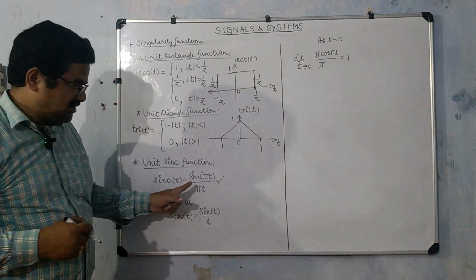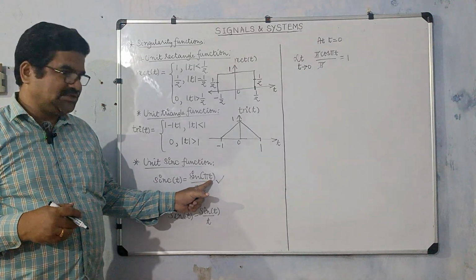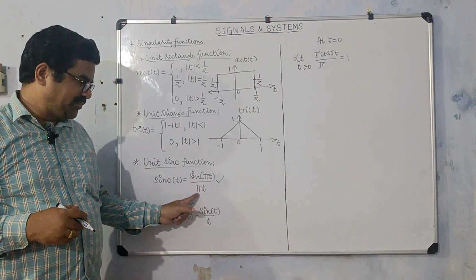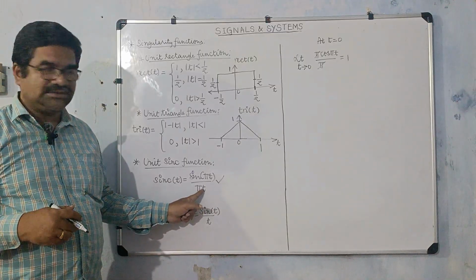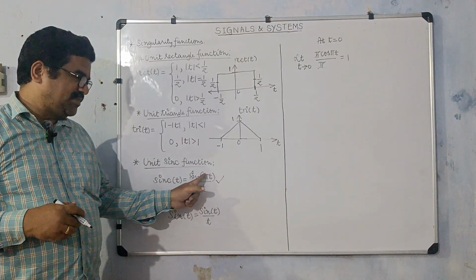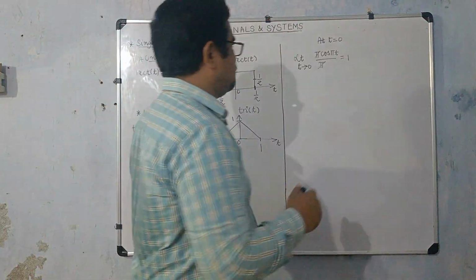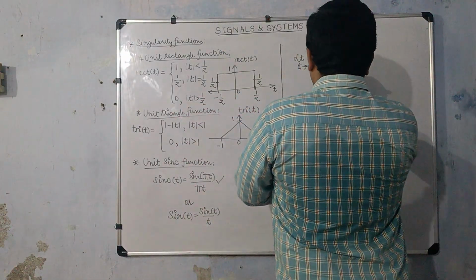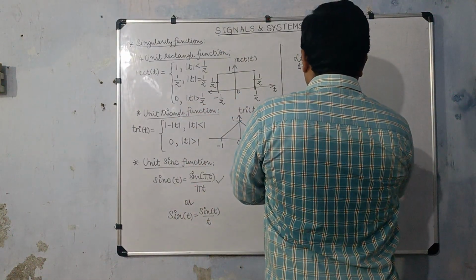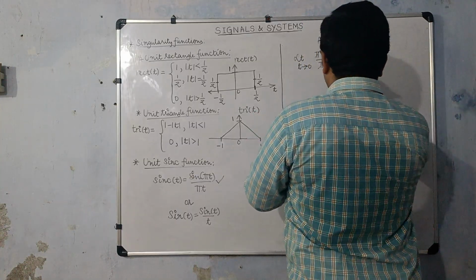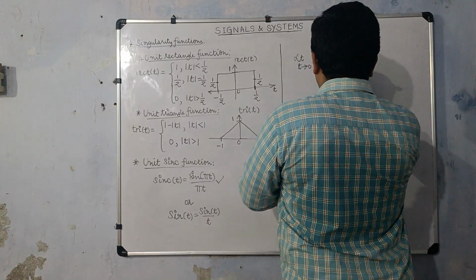For the remaining instants of time, let us say when t is an integer, when t is equal to 1, sin pi is 0, so 0 by pi into 1 is 0. When t is 2, sin 2 pi is 0. So for integer values of t, it is equal to 0. So let us try to draw this sinc function, that is sinc of t.